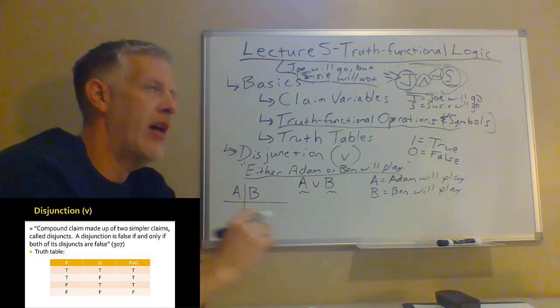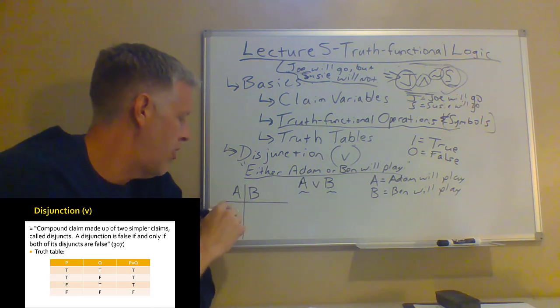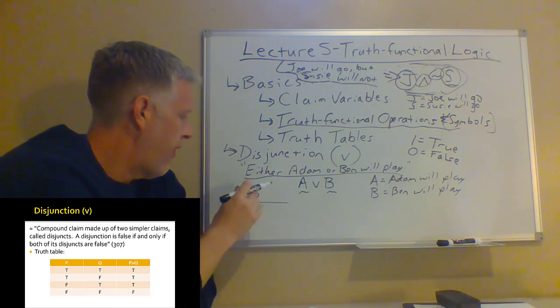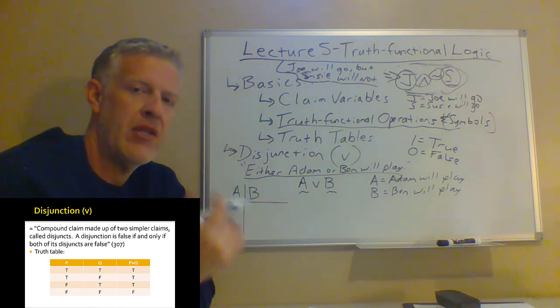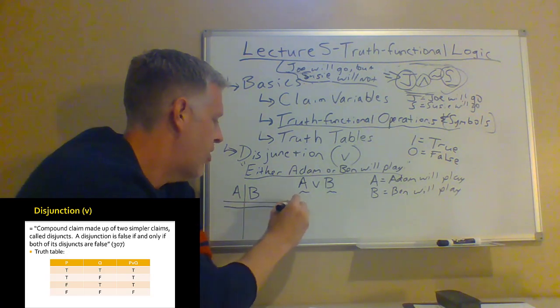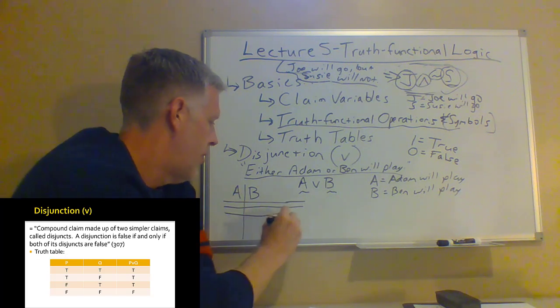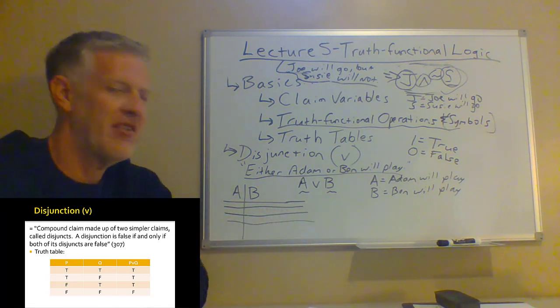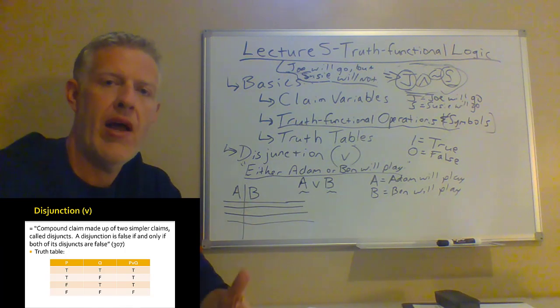So, remember when we only talked about negation, we only had two rows because we only had one underlying claim at play. Whenever we have a compound claim with two or more, we're going to have at least four rows, right? And we'll get into how to determine the number of rows in a little bit. There's a formula, okay? But basically, it's going to double anytime you add another claim.